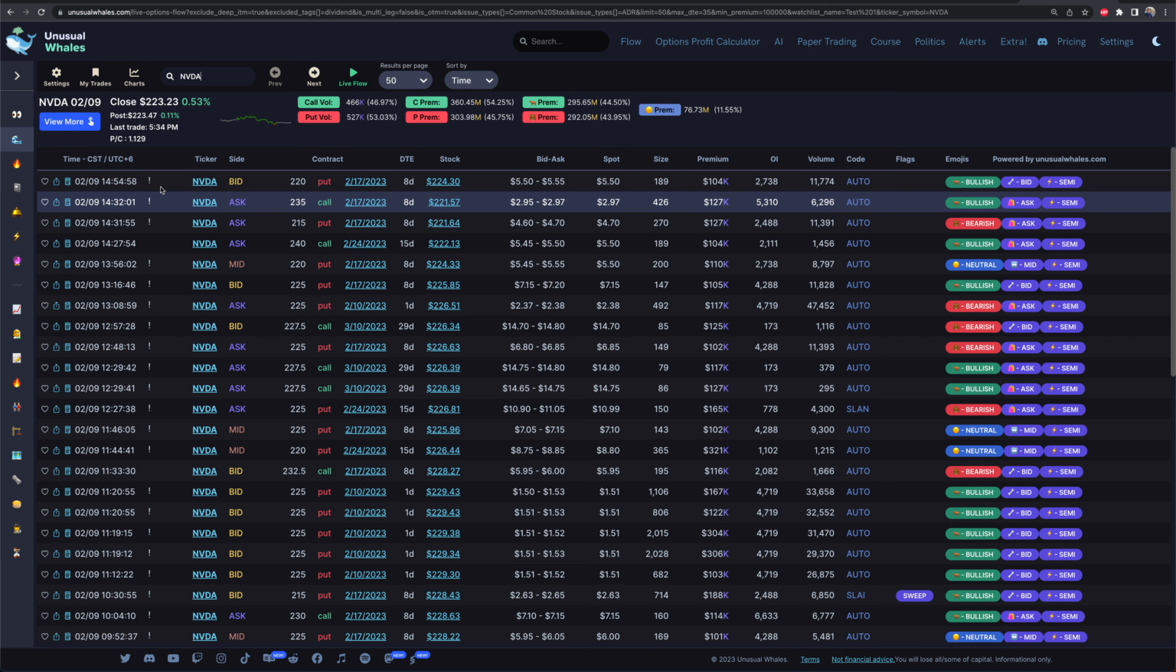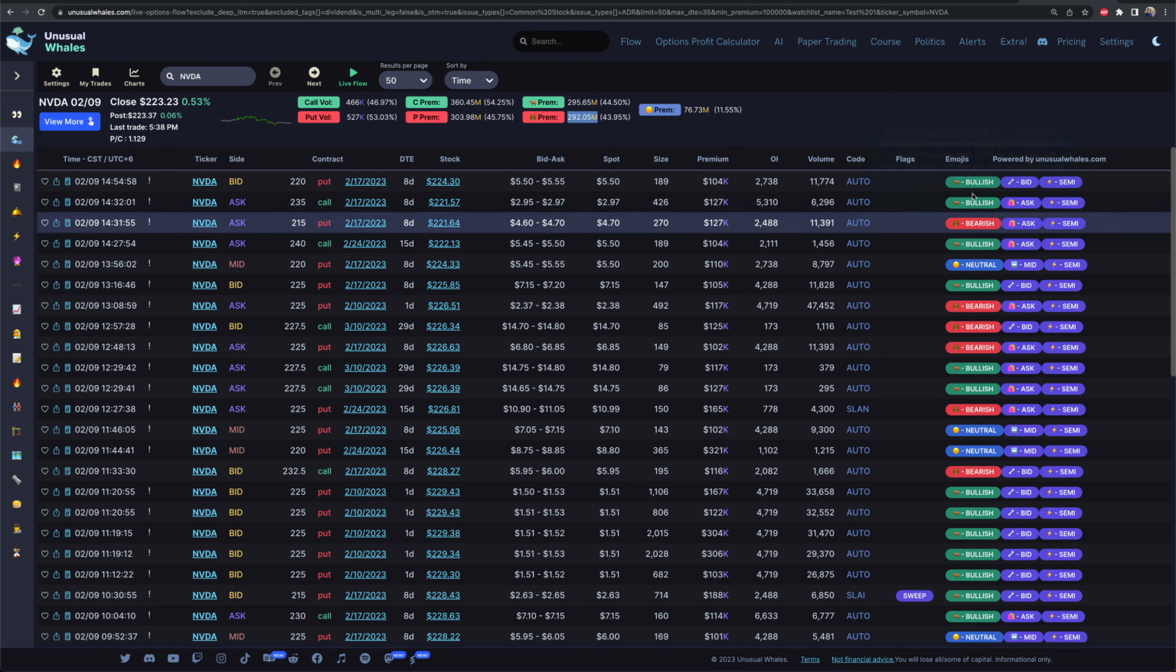Is it bullish, is it bearish? At the top, it's going to tell me the closing price, all this information, put call ratios, okay, which is really cool. And then it tells me the put volume versus the call volume, call premium versus put premium, which is interesting. And then, of course, bearish and bullish premium as flagged by Unusual Whales right there. Super cool stuff.